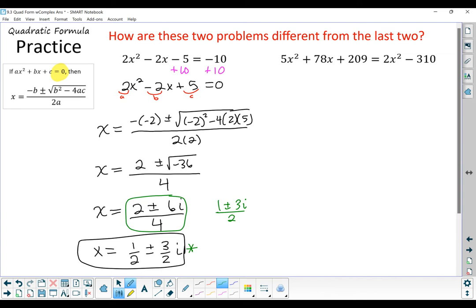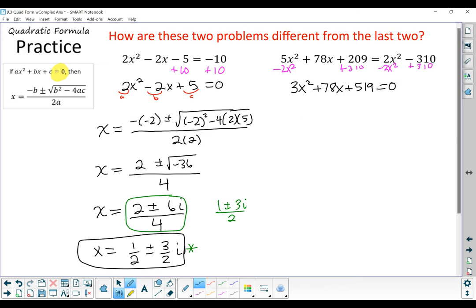Okay, one more of these. So again, we don't have a 0 in our equation yet. So we need to go ahead and move some terms around. We're going to add 310 to both sides of our equation, and we're going to subtract 2x squared. So we get 3x squared plus 78x plus 519 is equal to 0.